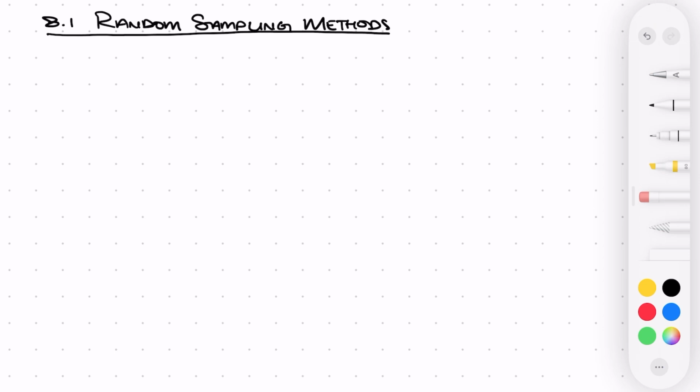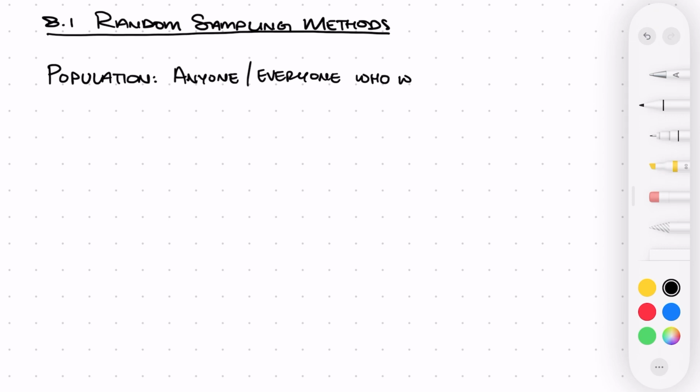So this leads to the first word that we're going to write down, and that is the word population. And a population for us would generally be anyone or everyone who will be affected. All right. So, for example, we might have something like SPHKV, right? Let's write that as an example, actually.